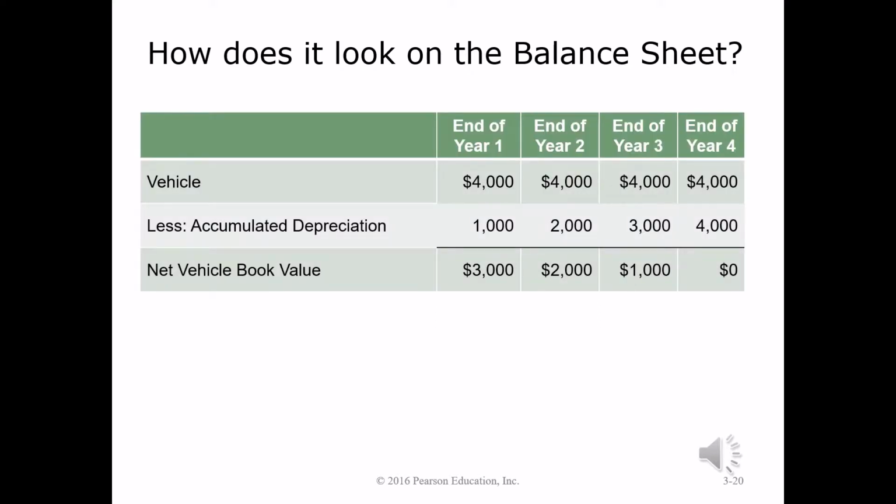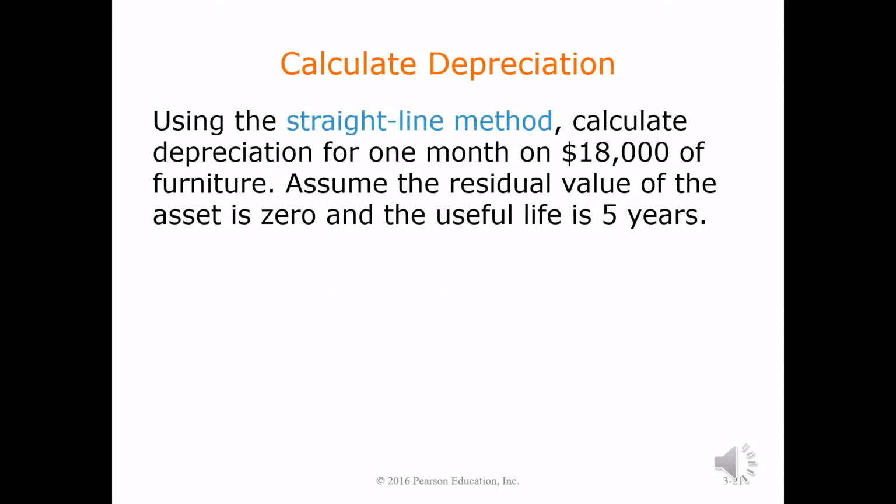Showing the vehicle at its original cost and deducting the accumulated depreciation from it to show each year's net vehicle book value helps us to meet our 2 goals: to show the original cost of the asset and to show the depreciated amount. Let's use an example to see how straight line depreciation actually works.